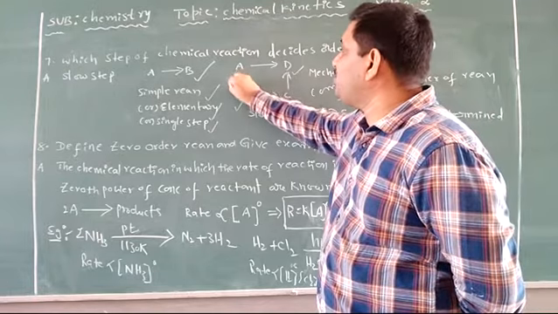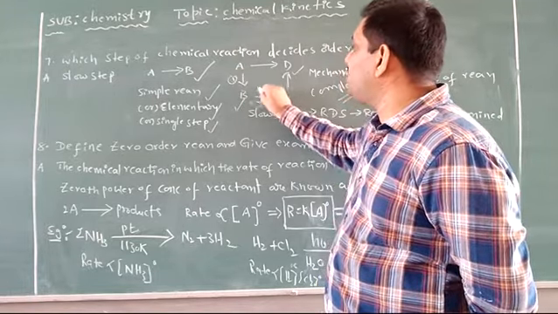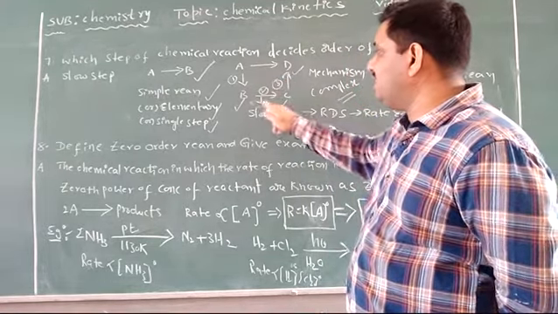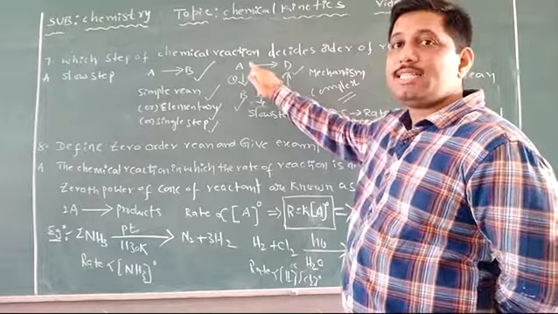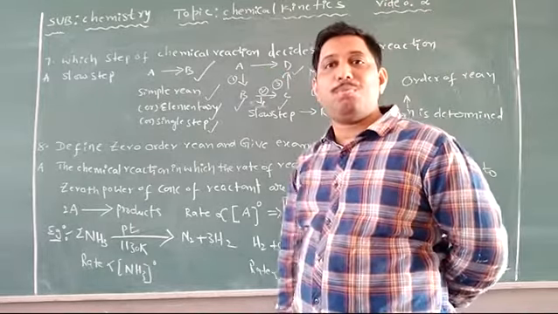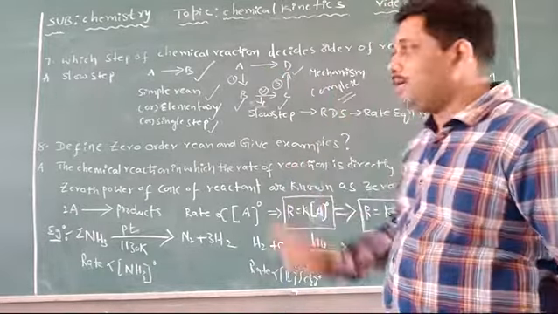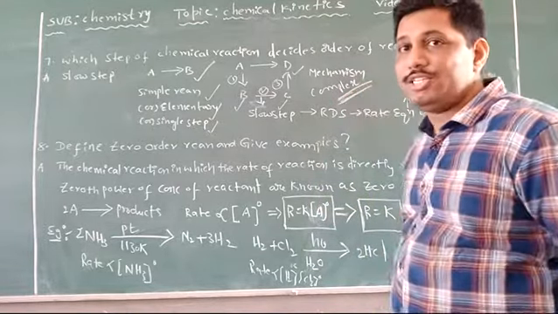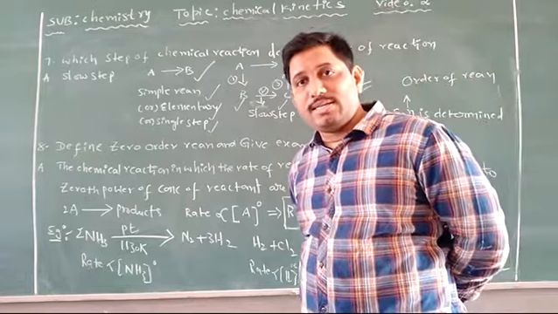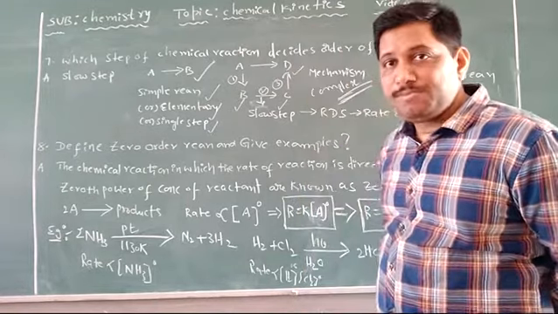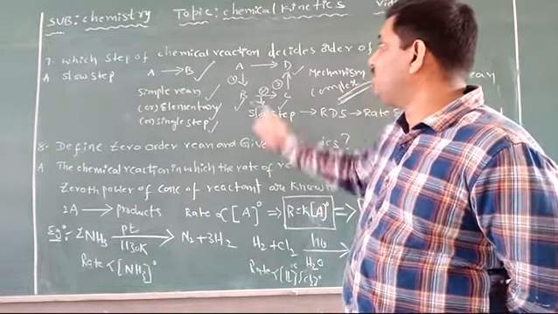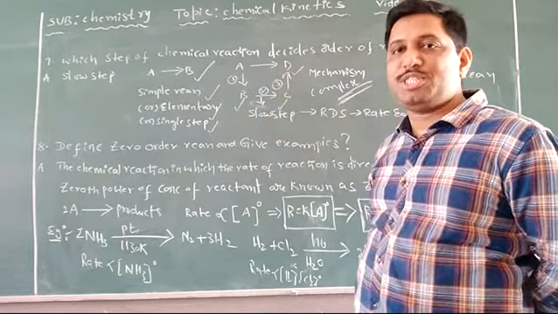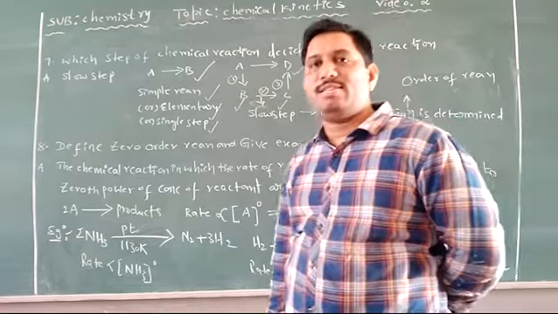A to B is the first step, B to C is the second step, and C to D will be the third step. By combining these 3 steps, the reactant A can be converted into product D. Therefore, this reaction is known as a complex reaction. The chemical reactions in which the reactant can be converted into product by using multiple steps are known as complex reactions.